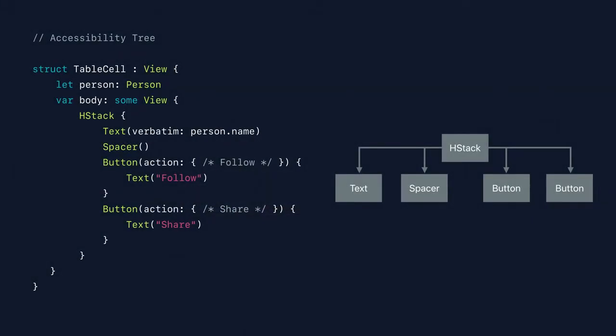So we'll start with how this tree is created. It starts off with your view tree created directly from your code. On the left here is SwiftUI code for a table cell view. It has one label, a spacer, and 2 buttons, arranged horizontally inside of an HStack. And this directly translates to the view tree structure on the right, where the HStack is the parent node, and the label, spacer, and buttons are its children. Because of our built-in accessibility, this view tree will create 3 accessibility elements, 1 from the text and 2 from the buttons.